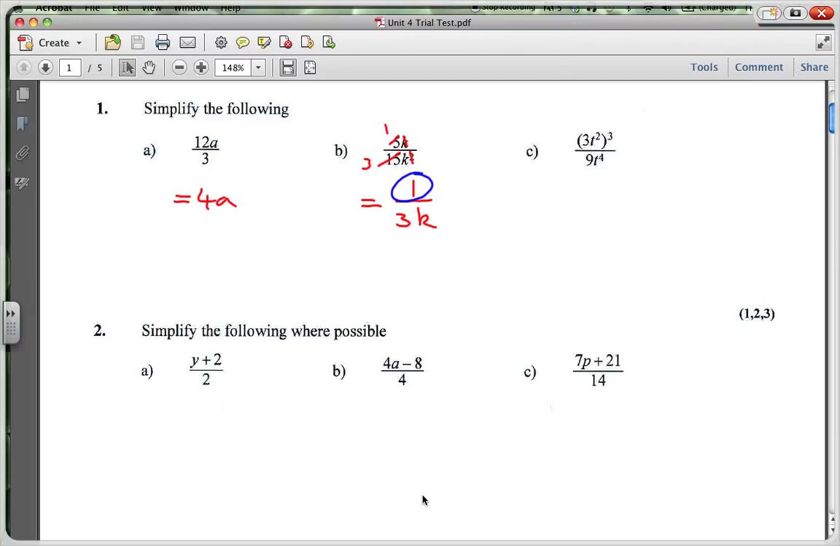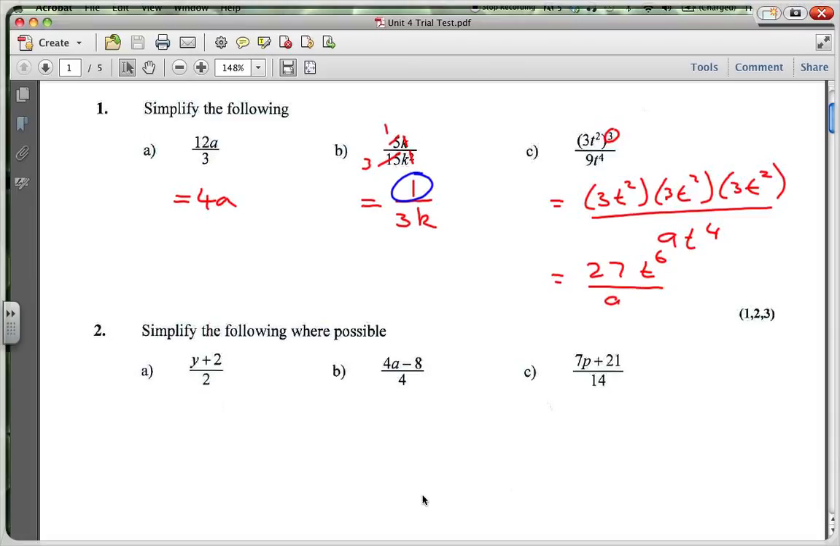With this one over here, you've got to be careful that the 3 is raising all of those. So this is actually 3t squared times 3t squared times 3t squared. That's what that means, over 9t to the 4. So when I multiply this out, 3 times 3 times 3 is actually 27. T squared times t squared times t squared is t to the 6 over 9t to the 4. And that's actually going to be 9 goes into 9 once, and 9 goes into 27 3 times. Here you've got t to the 6 divided by t to the 4, which is 6 minus 4. It's going to be 3t squared, will be your final answer.